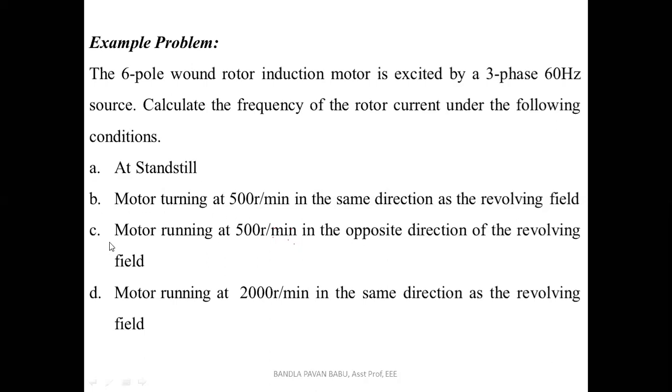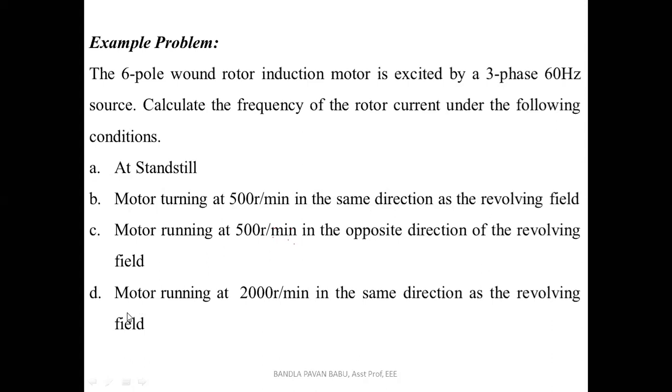Next, what about the third case? The motor is running at 500 rotations per minute in the opposite direction. How can you say the same or opposite? It is based upon the synchronous speed. So we can conclude that in the second case n is positive and here n is negative. That is the rotor speed.